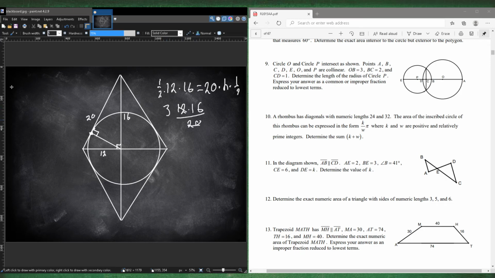Cancel out 4s, that's a 3 and a 5. So 16 times 3 is 48 over 5. That's equal to your height, which is also equal to your radius. Now you just need to square this to get pi times radius squared, which is your area. Using your calculator, 48 squared is 2304, and 5 squared is 25. So k plus w is equal to 2329. And that is your answer for number 10.